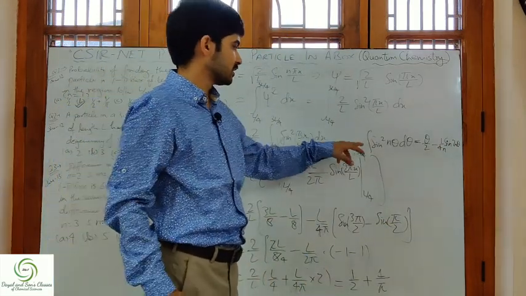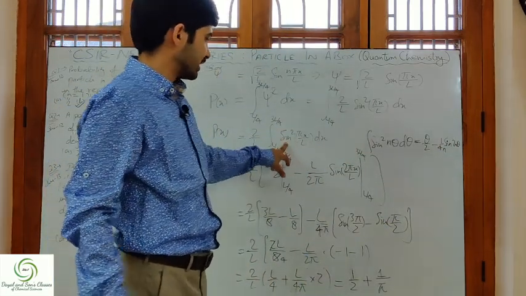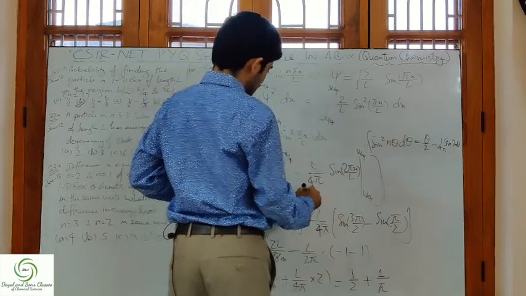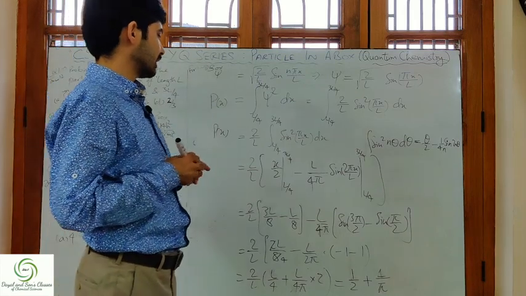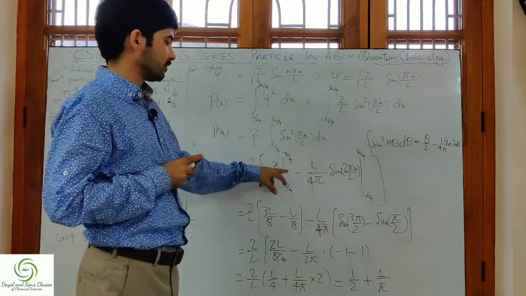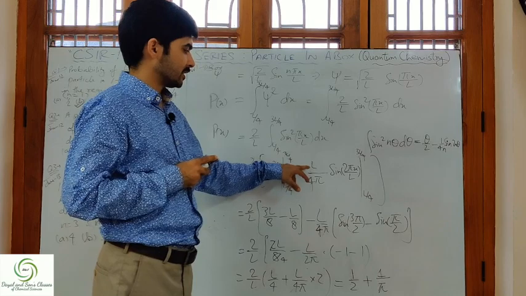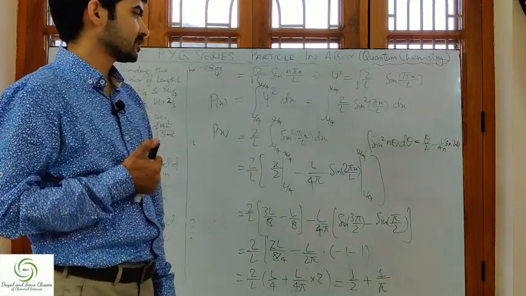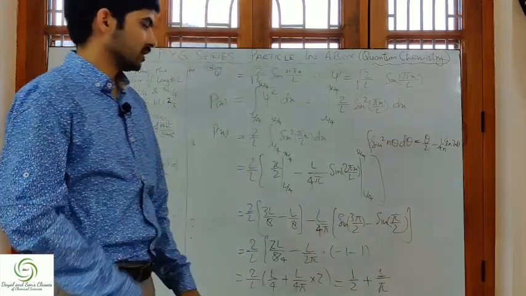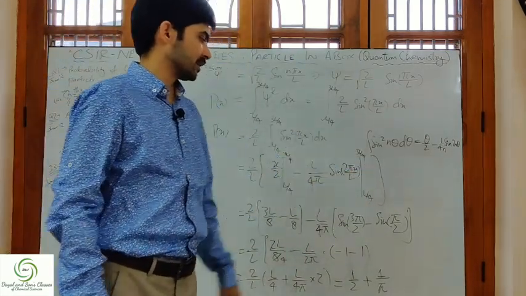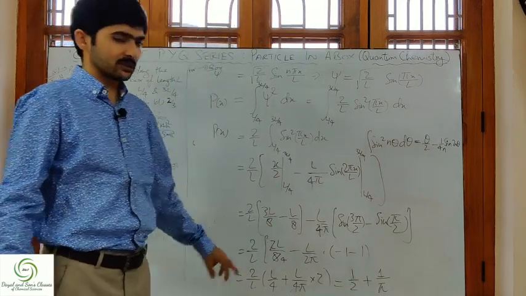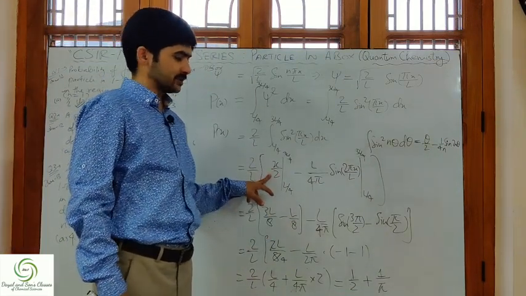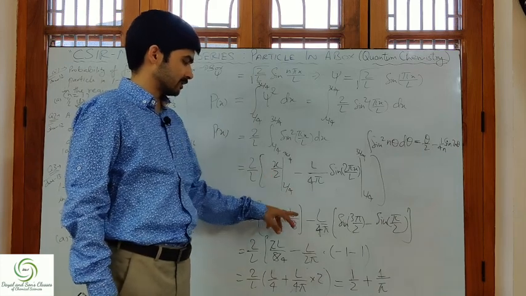So the integration of this becomes 2 by L into x by 2 with limits L by 4 to 3L by 4, minus L by 4 pi into sine 2 pi x upon L, with the limits again L by 4 to 3L by 4. Now substituting the limits in x by 2, we'll get 3L by 8 minus L by 8.